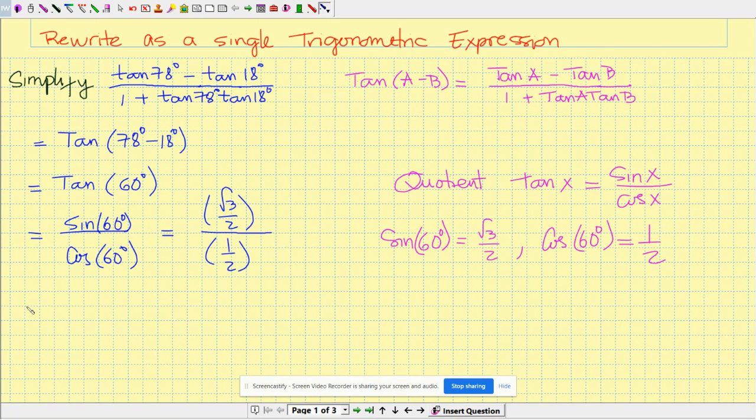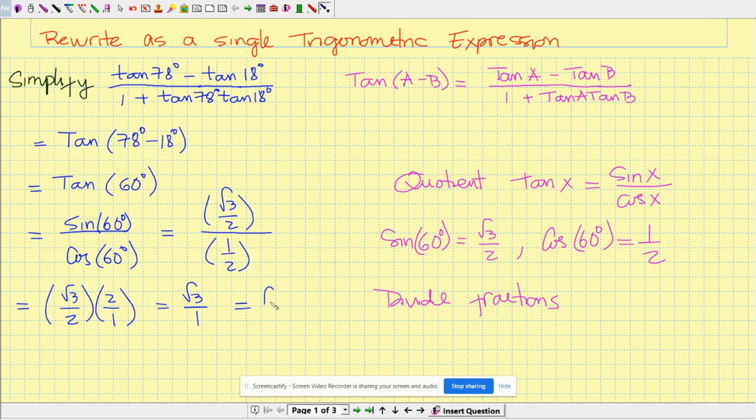Now next we are going to apply what we learned in middle school. When we divide fractions, we can write it as a product: square root of 3 over 2 times the reciprocal of our denominator, so 2 over 1. So right here, what we did is we just divided fractions. Now go ahead and simplify so that the 2 is gone. So our final answer will be square root of 3 over 1, or just square root of 3.